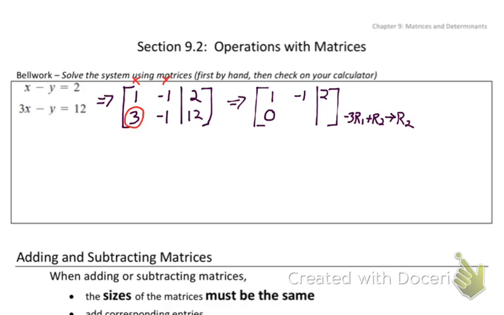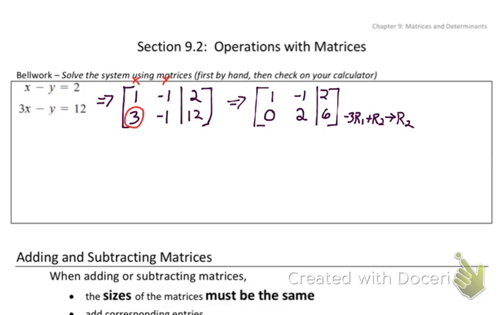But we have to continue going on. -3 times a -1 is a +3. +3 plus a -1 is going to be a +2. And finally, we have -3 times 2, which is a -6. -6 plus 12 is going to be a +6.